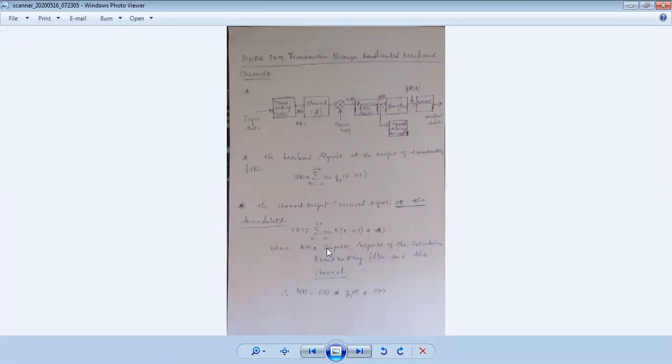R of t is equal to what? So that means we're getting the R of t output. Now since R of t is equal to this value, that is E of t plus noise, the output of the channel, the received signal, is equal to R of t.